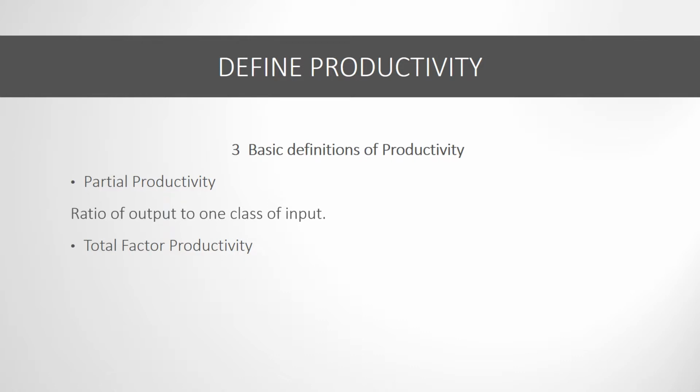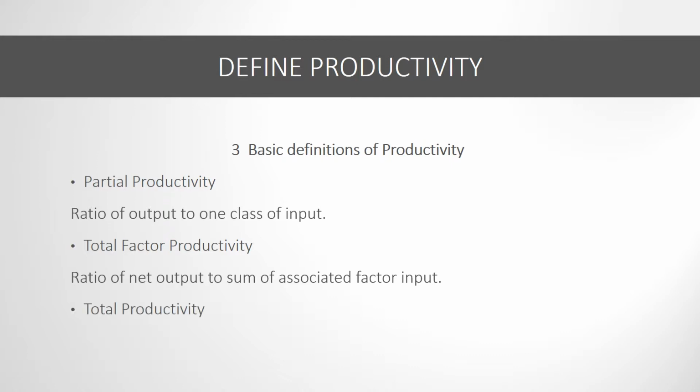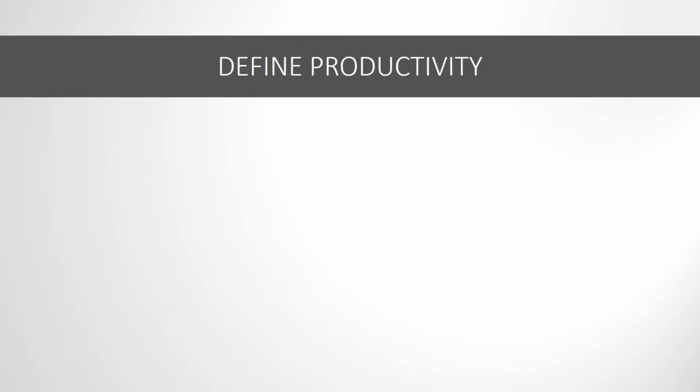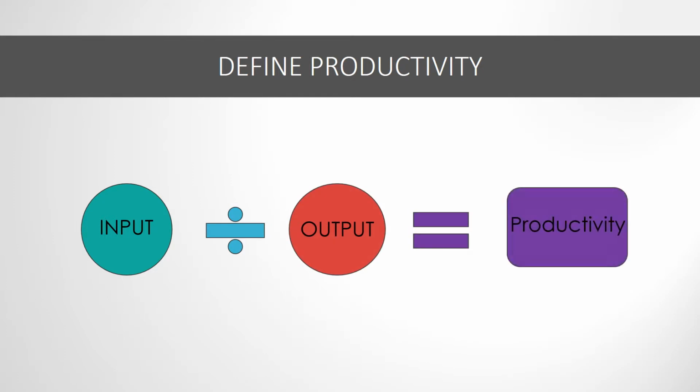Next, we have total factor productivity, which is the ratio of net output to the sum of the associated factor inputs, such as labor and capital. Finally, total productivity, which is the ratio of total output to the sum of all inputs. This definition is the most basic definition of productivity and will be the focus in this video. And so, mathematically, we have output divided by input gives the total productivity.